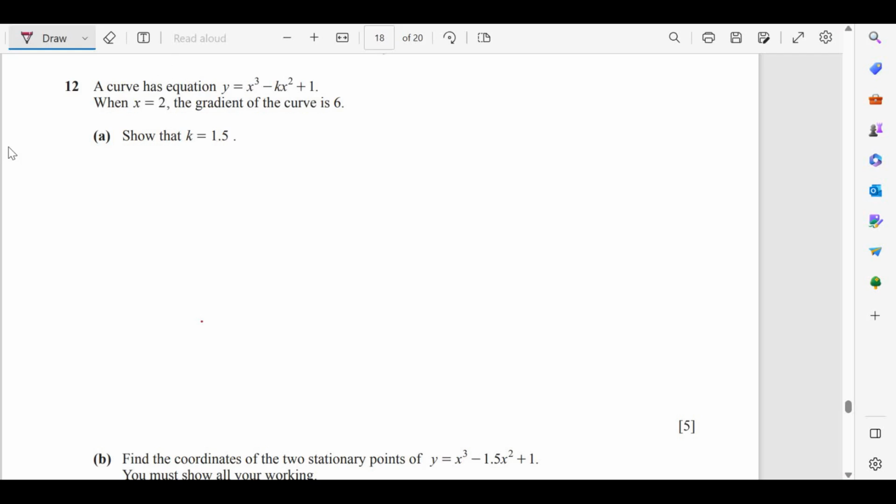A curve has equation y equals x cubed minus kx squared plus 1. When x is equal to 2, the gradient of the curve is 6. We know that dy by dx, the first derivative, will be equal to the gradient. So let's find out the gradient.